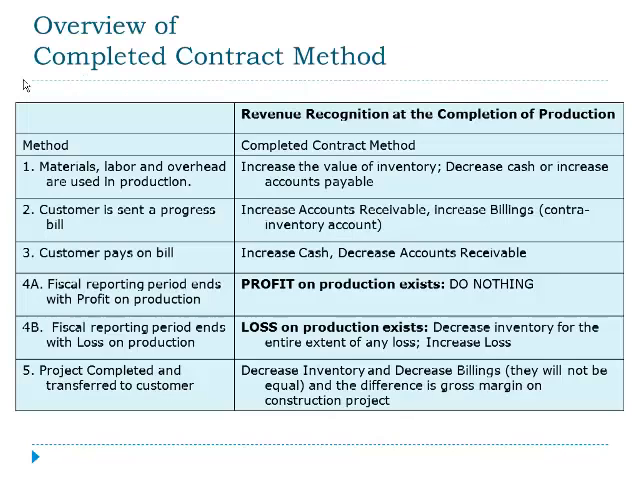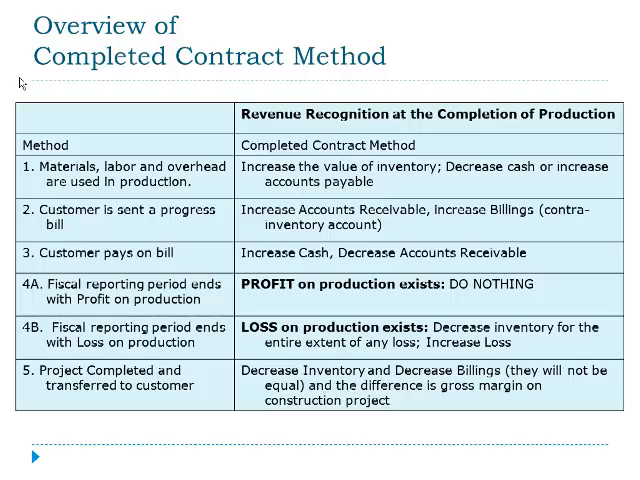Here's an overview of the completed contract method. We are still going to value the inventory based on materials, labor, and overhead that are used in production. Those increase inventory during the period. We are still likely to bill customers during production for progress payments, and those are still going to increase accounts receivable and increase billings, which is that contra inventory account. When a customer pays on the bill, it's an increase in cash and decrease in accounts receivable.